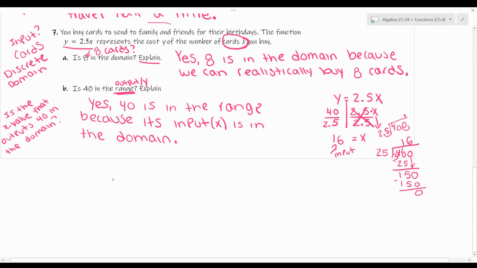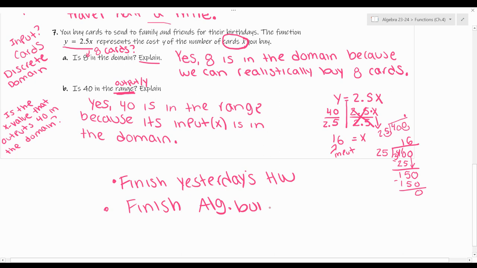What are you doing now? Now you are finishing yesterday's homework, if it's not done. You can finish Algebra Builder Number 7. If you do all of that, then you are just on Zern. I will see you guys on Friday. Be good.